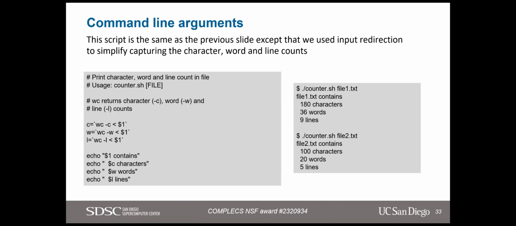But we can do that much simpler by using the backticks for the command. Basically, we're just using the word count -c, and we're redirecting the input from $1 into that file. So this is a much cleaner, much simpler way of doing the exact same thing.